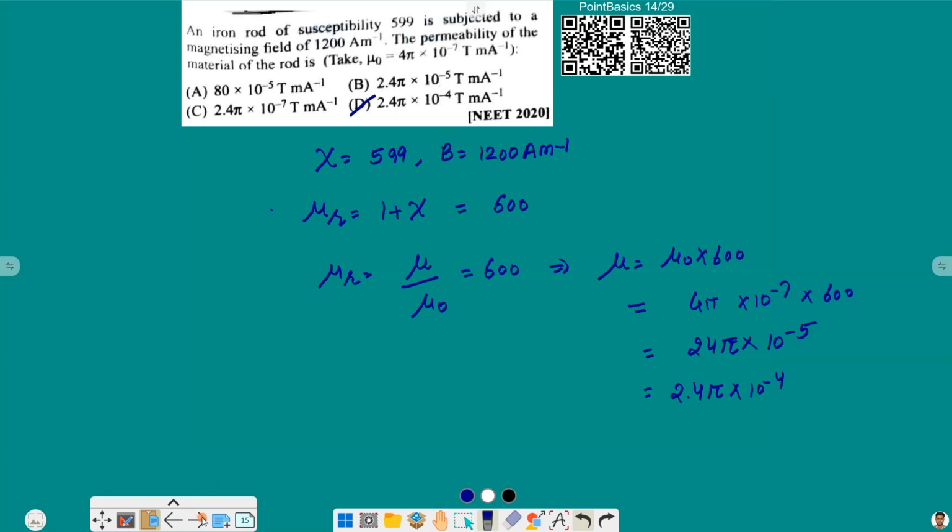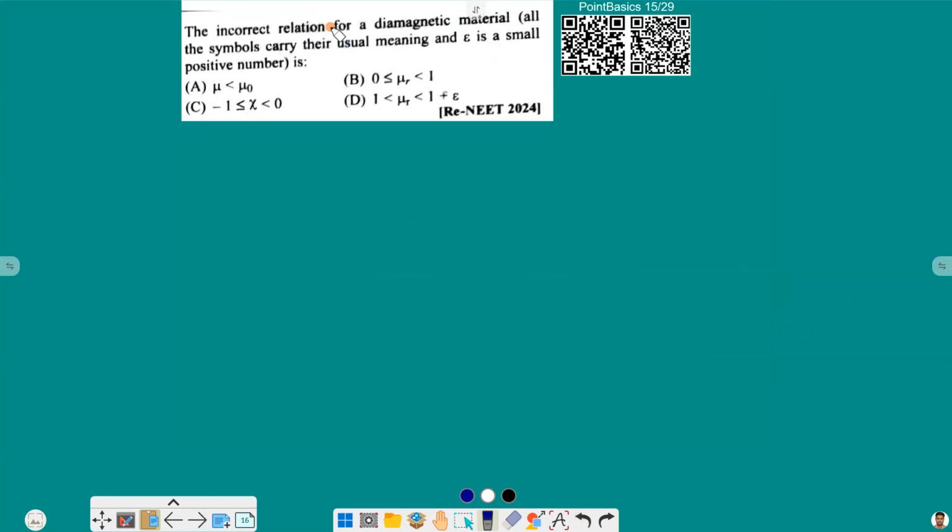Now let's move to next one. The incorrect relation for a diamagnetic material, all symbols carry their usual meaning and epsilon is small positive number. Now we have a diamagnetic material, meaning they are repelled by the magnetic field and their susceptibility lies less than 0 and greater than minus 1. And we also have a relation that mu r is equal to 1 plus xi.